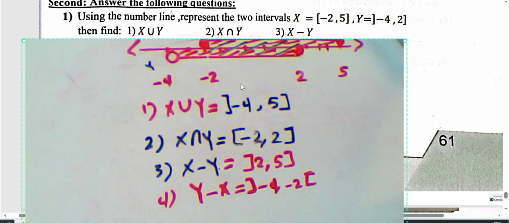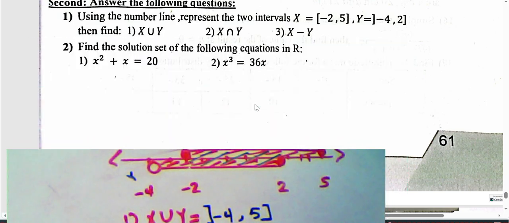Understood? This question is important, my students. Okay, next question. Find the solution set of this equation. Number 1: x power 2 plus x equals 20.